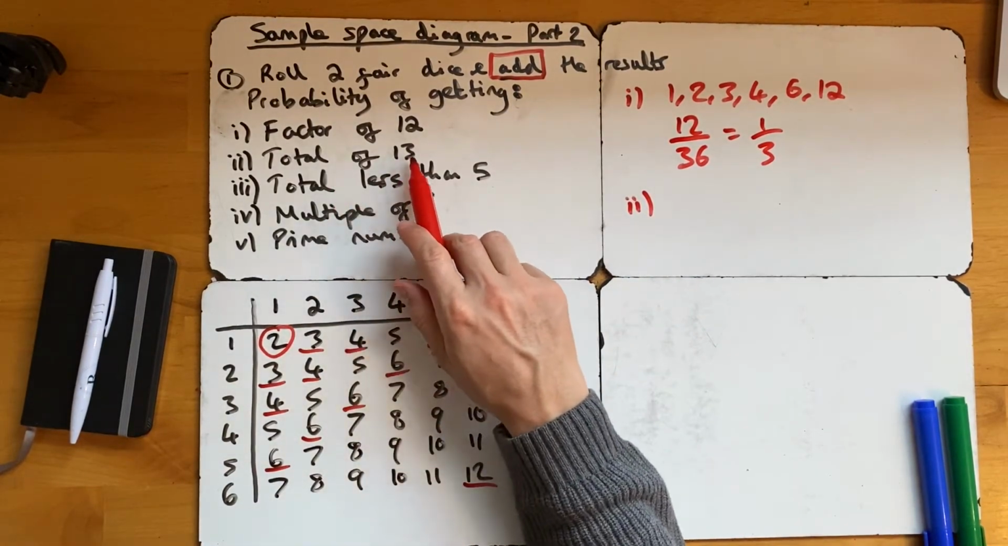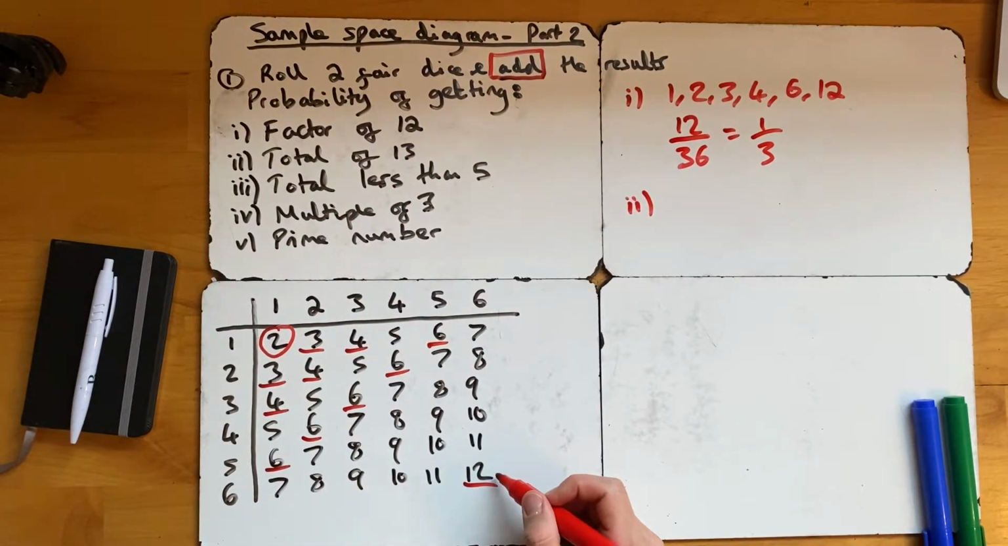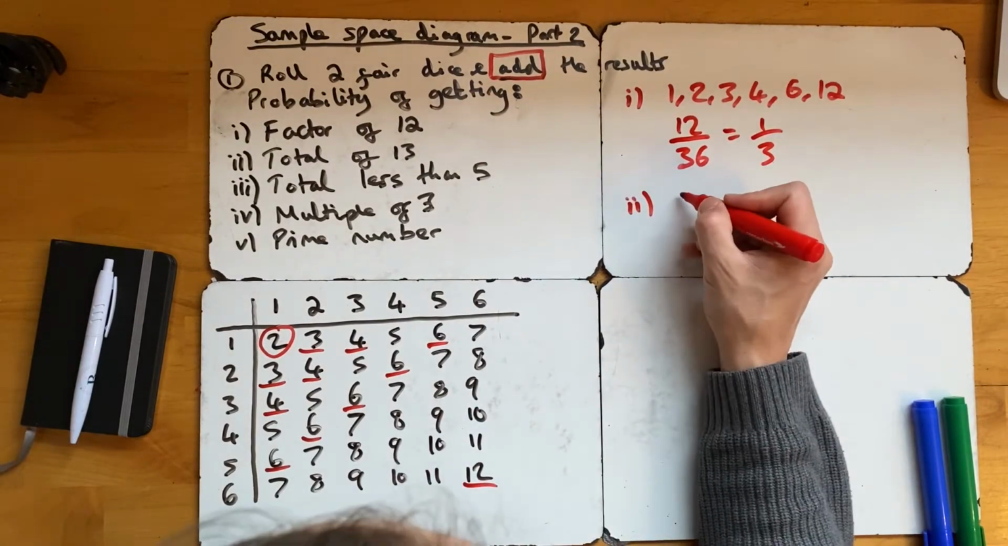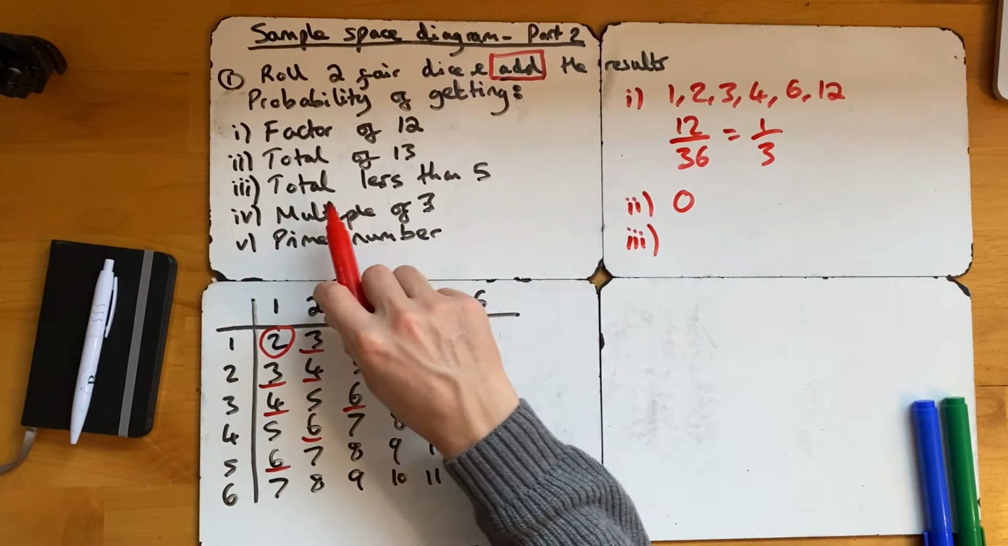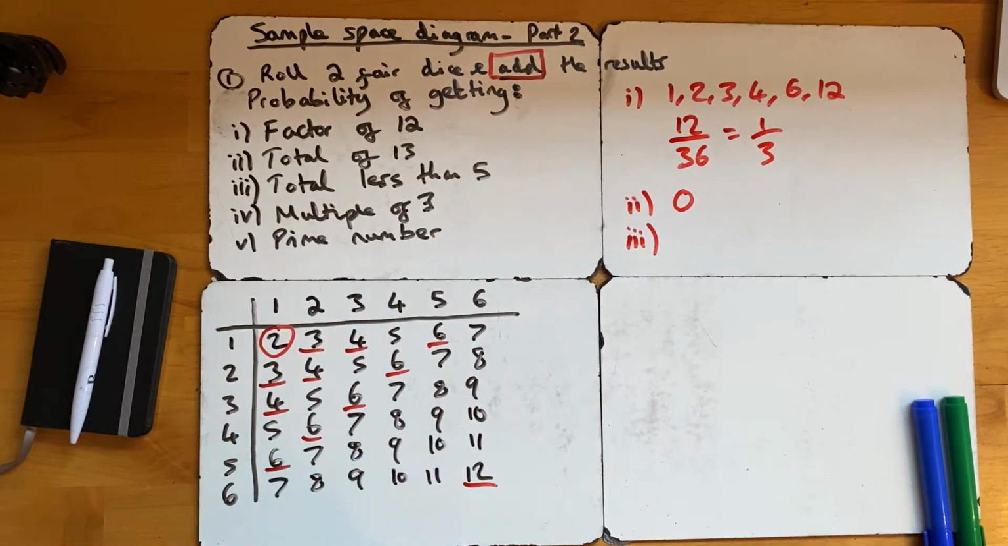Okay, a total of 13. Well, the max total is 12, so there's no total of 13, so the probability is 0. That is impossible.